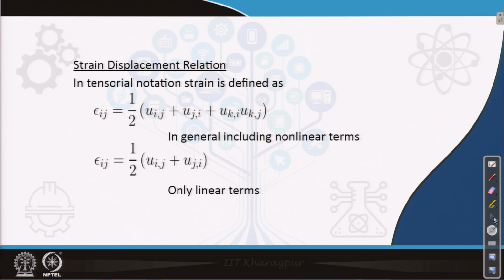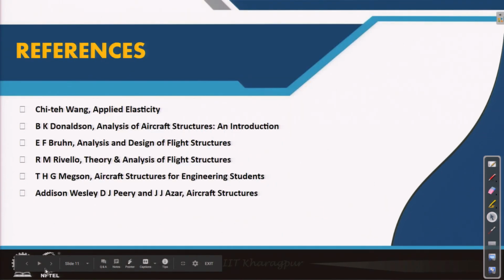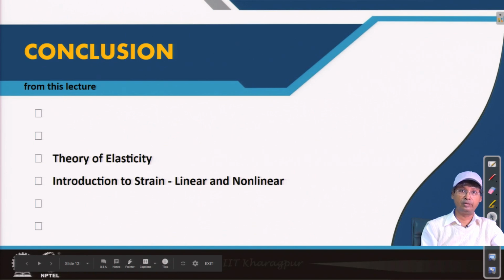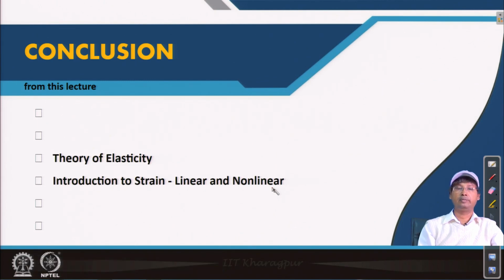So, with that note, let us conclude today's lecture. Reference slides are the same, and we come back to the what we have learned slide. In that slide, we have learned linear and nonlinear strain derivation with respect to the displacement, the strain displacement relation. The strain displacement relation is learned. Now, we will go further with different compatibility equations of strain, and we will solve problems in our future lecture.